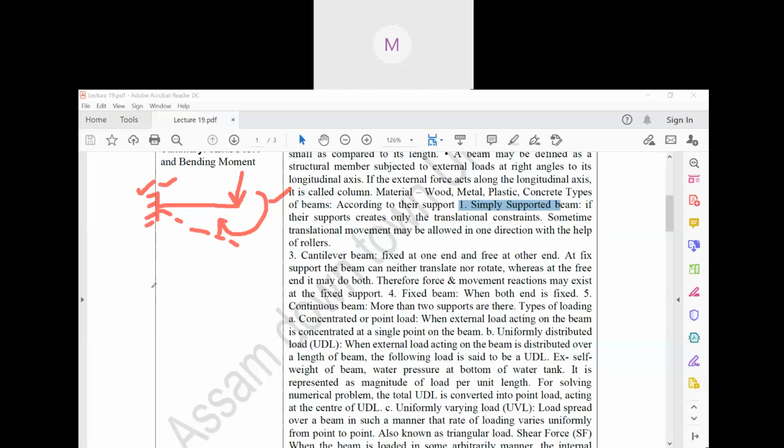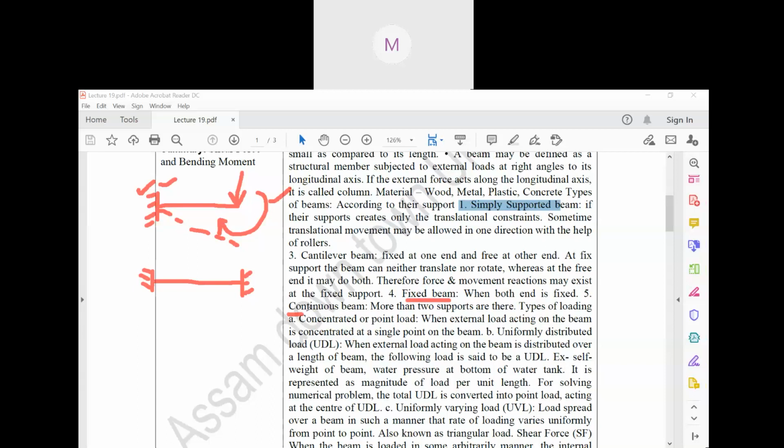Now a fixed beam is just like this. It is fixed at both ends, so the fixed ends are denoted in this manner. So this is a fixed beam. That means it is fixed at both the ends. Got it? These beams are fixed at both ends, so this is known as a fixed beam.